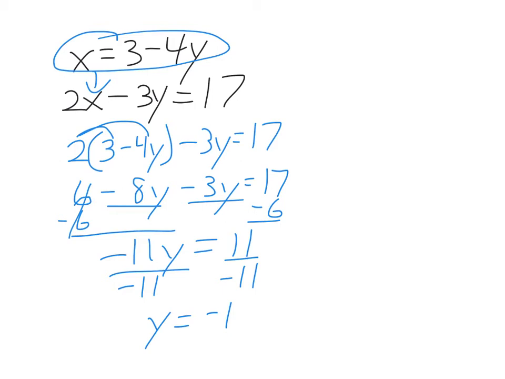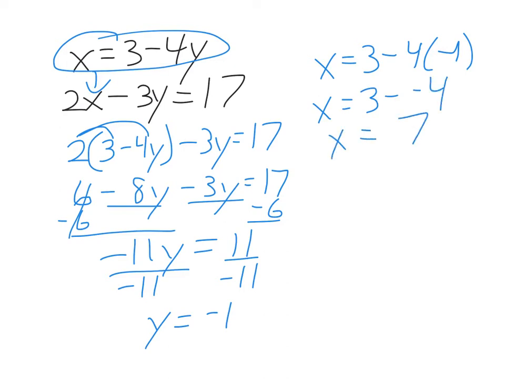So then, to find x, I'll just substitute that back in for y, and I get x equals 3 minus 4 times negative 1, which is really x equals 3 minus negative 4, which we all know is 7. So I get my ordered pair is 7, negative 1.